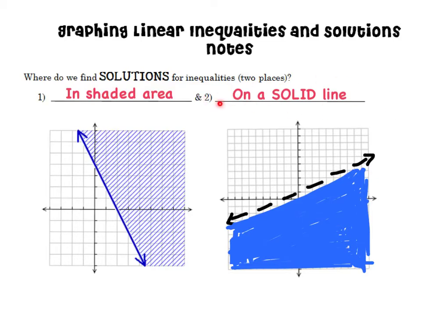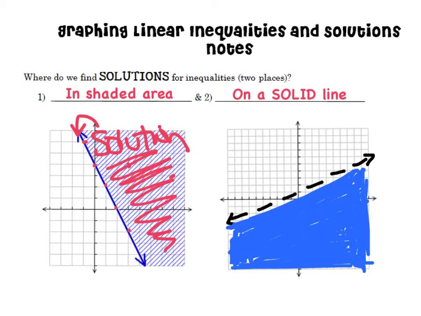So notice I have two examples here drawn out for you. In the first example, I notice it's a solid line, and I see the shaded area. So obviously any point in the shaded area will be a good answer. But also, because this line is solid, any point on this line would also give me a justifiable answer. So anything in this type of situation is a good solution. Either on the solid line or in the shaded area.